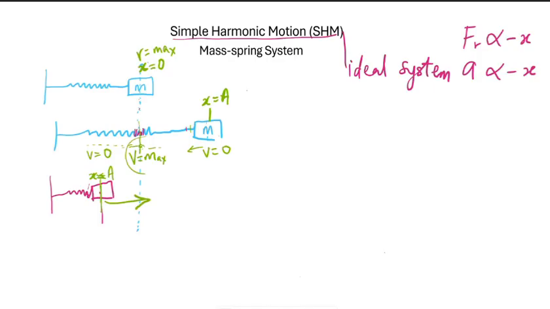So at this point, the velocity is maximum. At this point, the velocity is minimum. And mind you, we will talk about the potential energy and the kinetic energy later in this video.